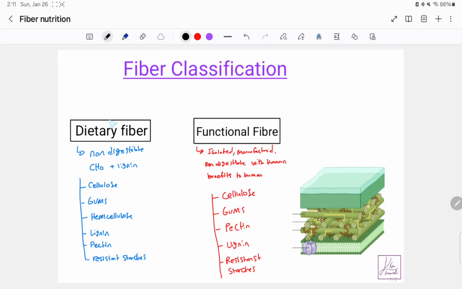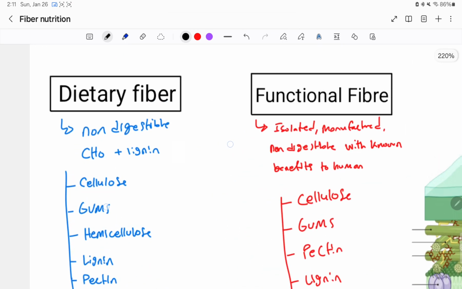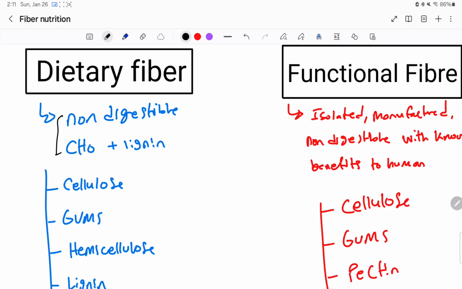Fiber can be classified two different ways. We can have dietary fiber and functional fiber, but that has two different meanings. Dietary fiber is basically defined as being a non-digestible carbohydrate, in addition to lignin. Now, lignin is not a carbohydrate. It is not a carbohydrate. It is actually just a hydrophobic, highly branched aromatic polymer.